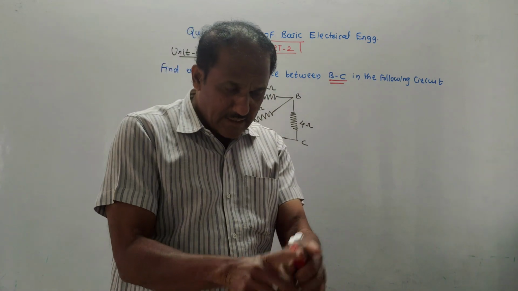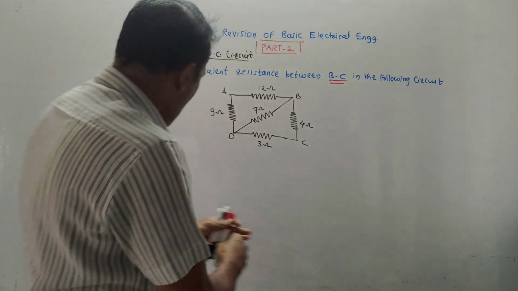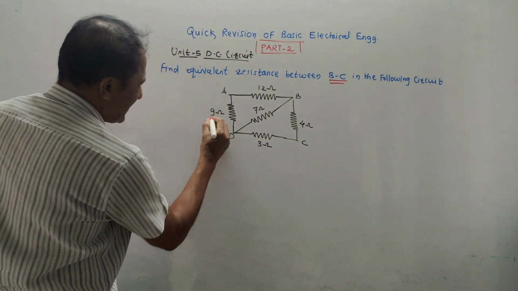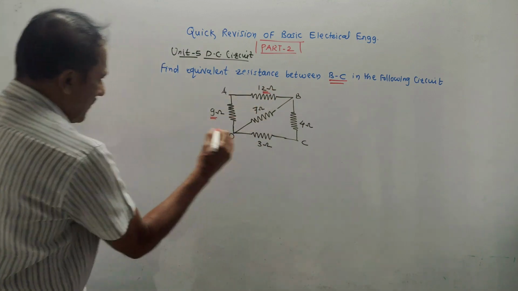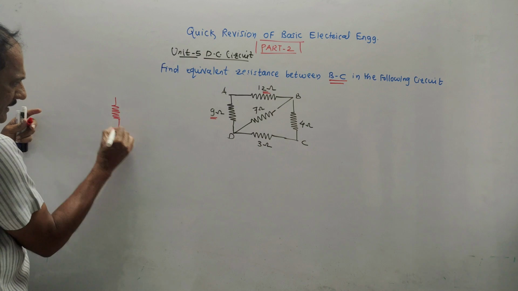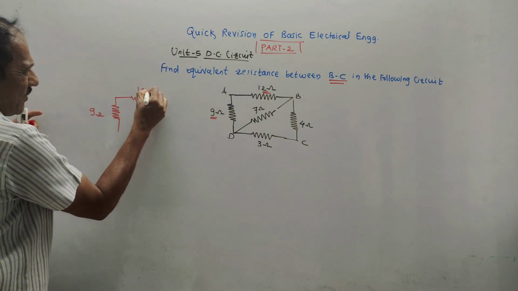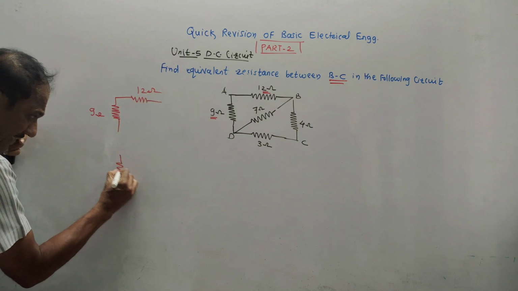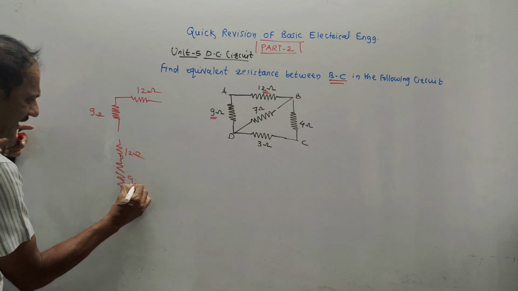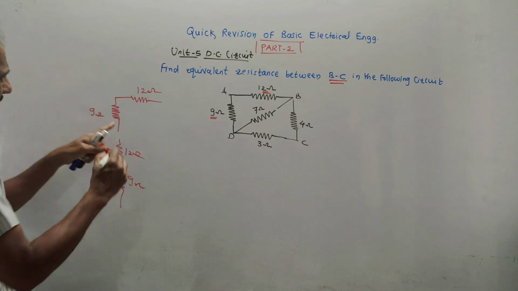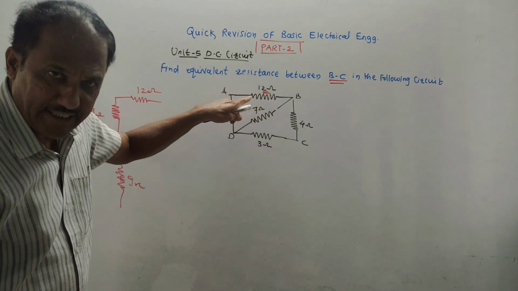Series combination means the two resistors must be connected one after other. For example, if I am talking about this 9 ohm and 12 ohm, they are connected one after other. So this diagram contains 9 ohm resistance and this is 12 ohm resistance. Actually, they are in straight line like this. To make the diagram simple, I have bent the wire like this. So these two resistors are in series.